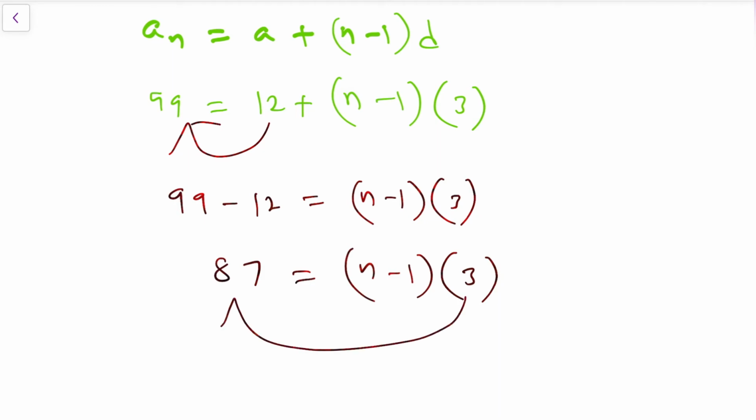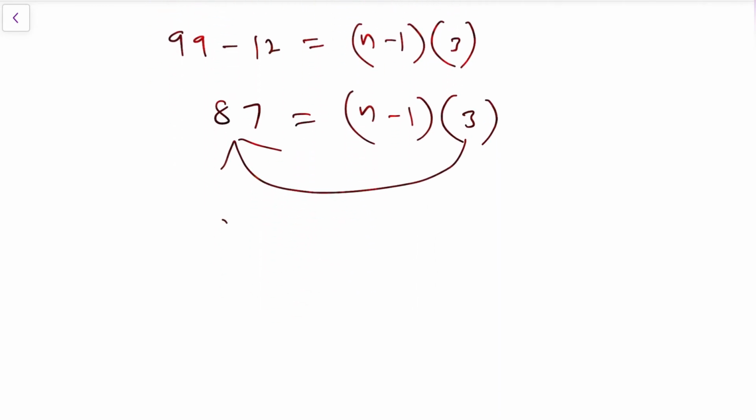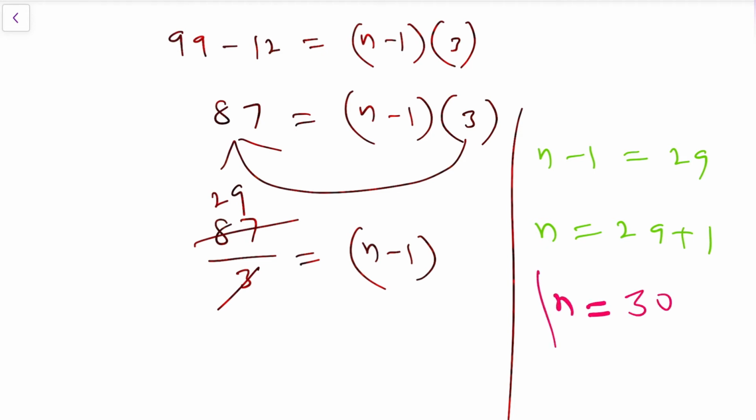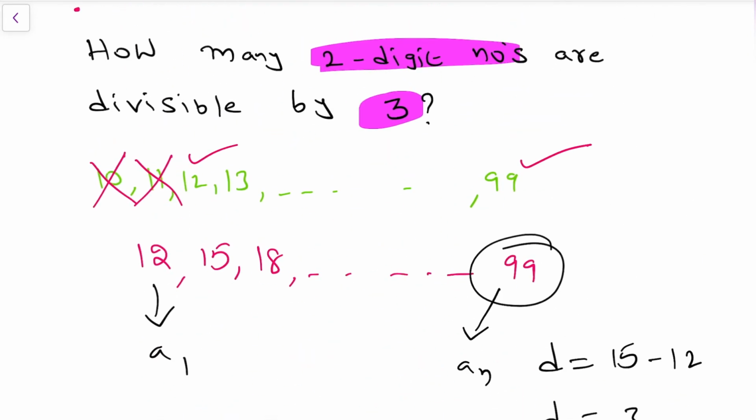Now take 3 to the left side, then it will become division. So 87 divided by 3 equals n minus 1. 3 ones are 3, 3 nines are 27, so we get n minus 1 equals 29. Take minus 1 to the right side, then it becomes plus 1. So n is equal to 29 plus 1. Then what will be the n value? 29 plus 1 is 30. So it means in the given progression, 30th term is 99, so 30 2-digit numbers are there which are divisible by 3.